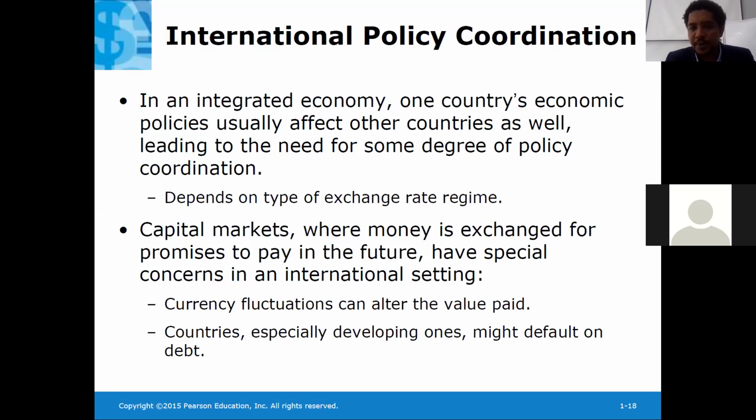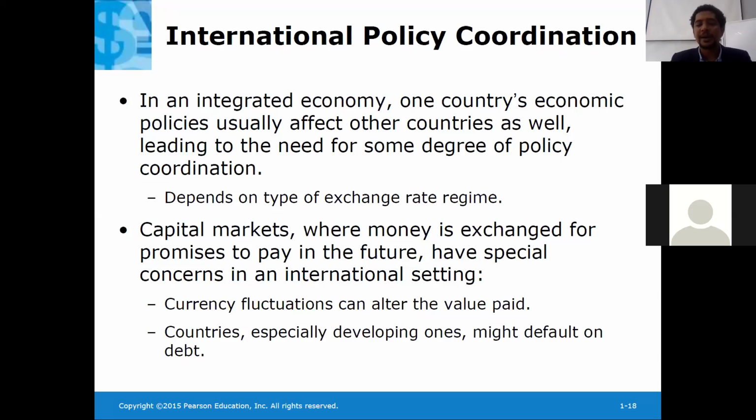In an integrated economy, one country's economic policies usually affect other countries as well, right? So this leads to the need for some degree of policy coordination among each other, right? This depends on the type of exchange rate regime. So if you're using floating or fixed, then you have to negotiate and coordinate with other nations and fix your exchange rate and other international trade policy issues, so that you cannot harm each other, okay, in the exchange of goods and services.